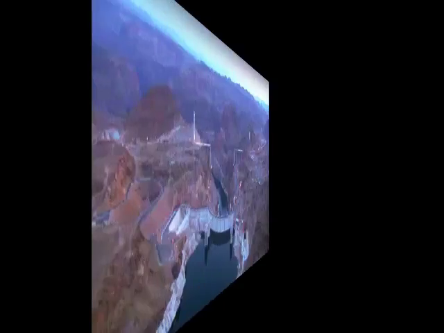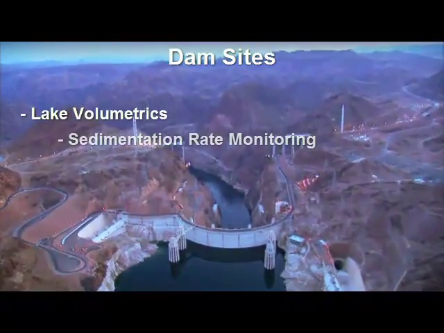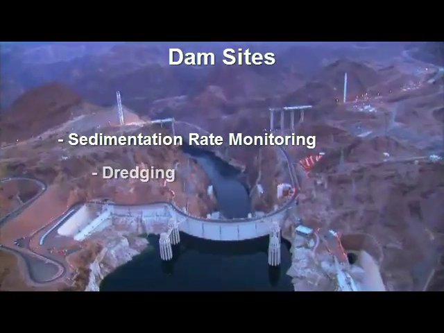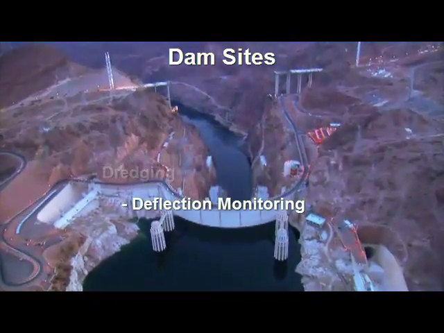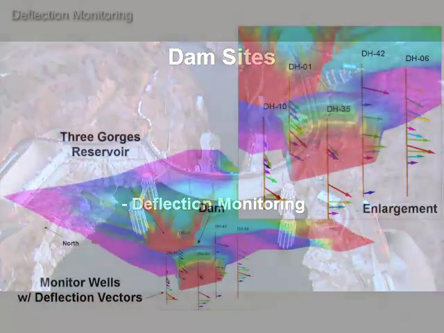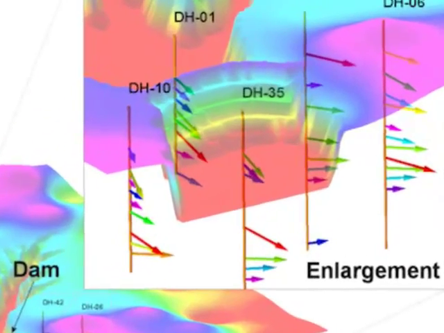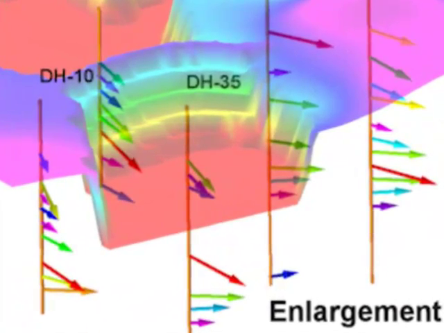RockWorks has been applied to dam sites for lake volumetrics, sedimentation rate monitoring, dredging, and a very interesting application called deflection monitoring. This involves special surveying instruments that are lowered down grooved well casings. This data is then plotted as proportionally scaled vectors that show where the water mass is bulging the dam works.